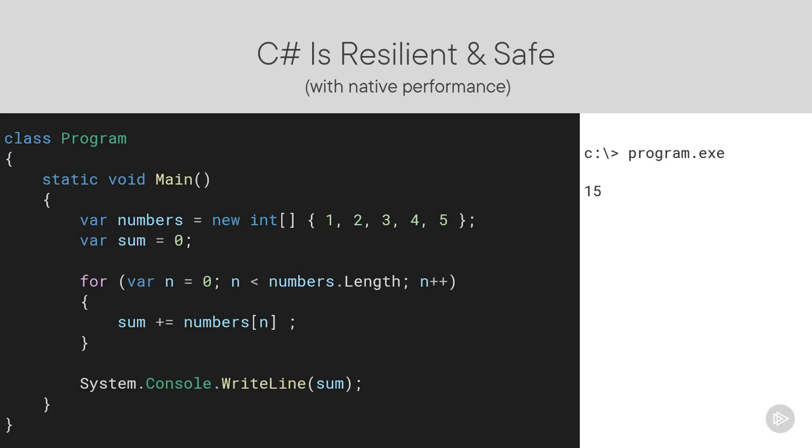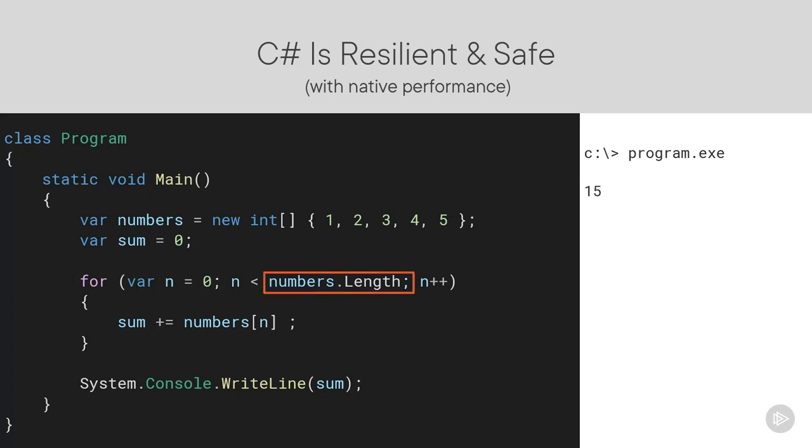Consider this slight variation of our rudimentary C# program. All this program does is declare an array of integers, populated with the numbers 1 through 5, declare a variable named sum that is initialized to the integer value of 0, and then loop over that array of numbers, adding the contents of each element of the array to our sum variable.